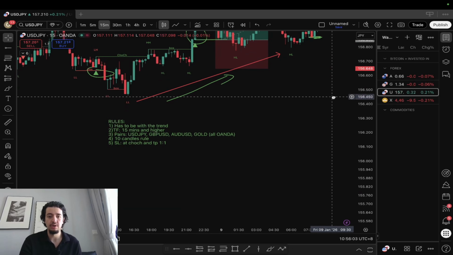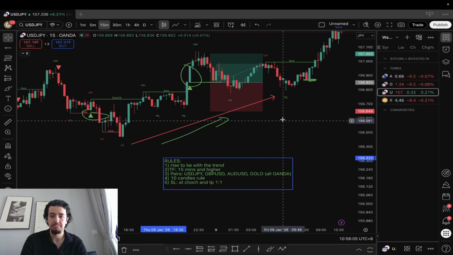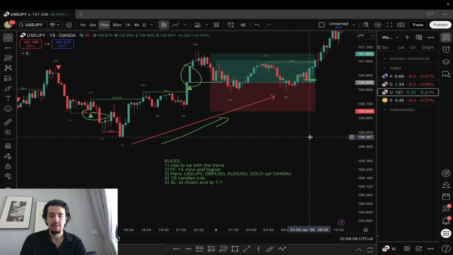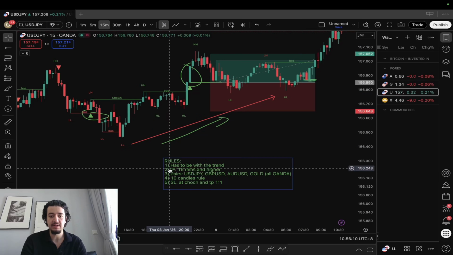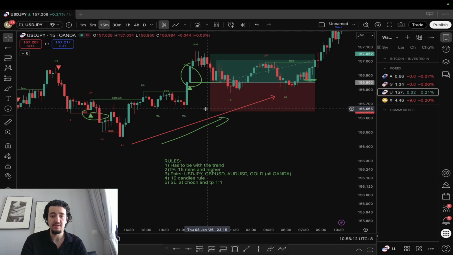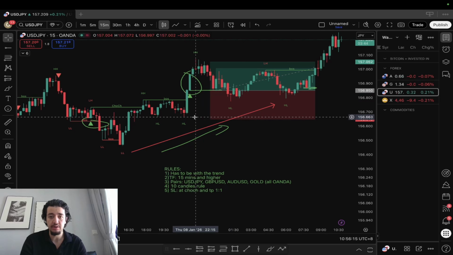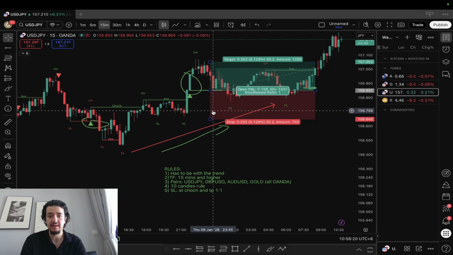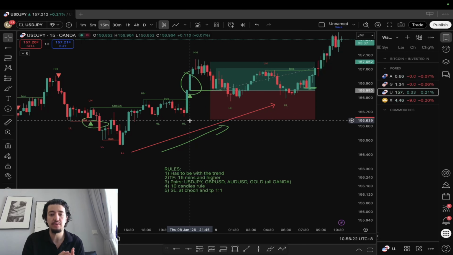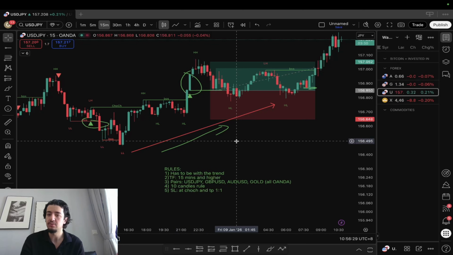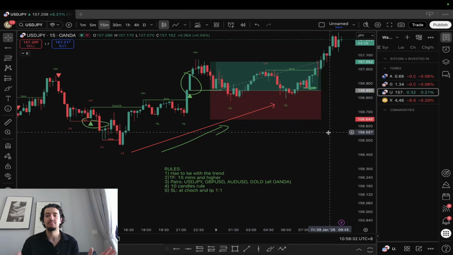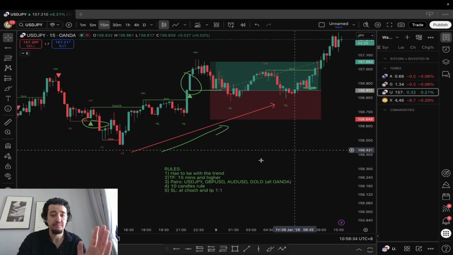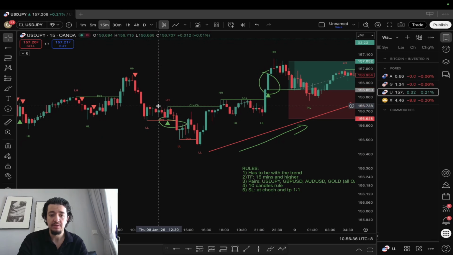Perfect. So rule number 1, it has to be with the trend. Yes, it's with the trend. Time frame 15 minutes and higher. It's on the 15 minutes. Pairs: USD JPY. It is USD JPY. 10 candle rule. Let's see. 1, 2, 3, 4, 5, 6, 7, 8. The 8th candle tapped our Nowick candle. Perfect. Stop loss at change of character, in this case at the higher low. Perfect. Take profit 1-to-1. Perfect. That's it, guys. Let's see another example. This one, let's say this one.